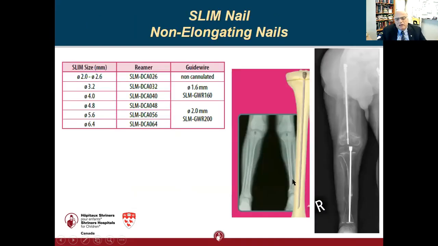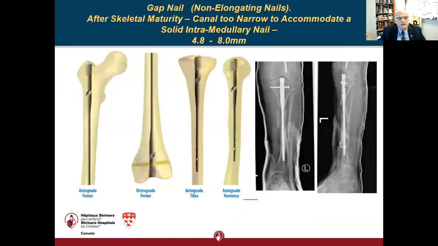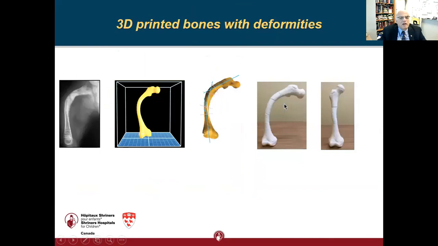There is the slim nail, which is a solid nail. The only difference from other types of solid nail is the presence of threads proximally, with which we can thread this into the proximal epiphysis, therefore it prevents migration. We have the gap nail also, which is a solid nail, and it bridges the gap between the largest FD rod and the smallest solid intramedullary nail.